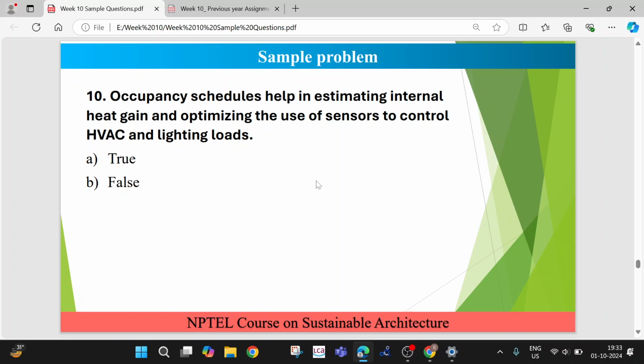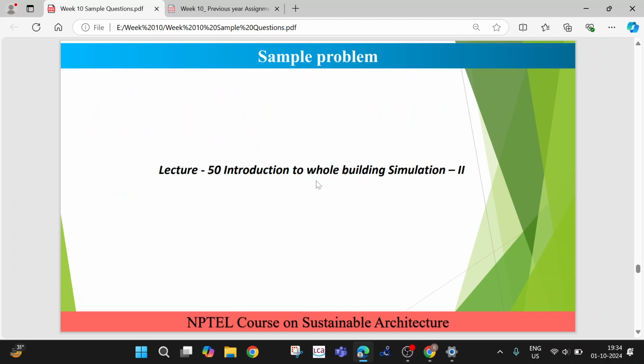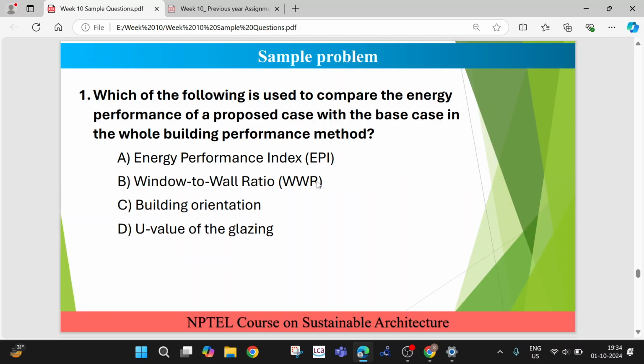Fine. So let's move to the last question. It is based on lecture 5, and it was on the introduction to the whole building simulation software only, the fifth lecture of week 10. So here are some of the questions, and that will be the last 10 questions for the sample problems. With this we will be ending our sample problems.